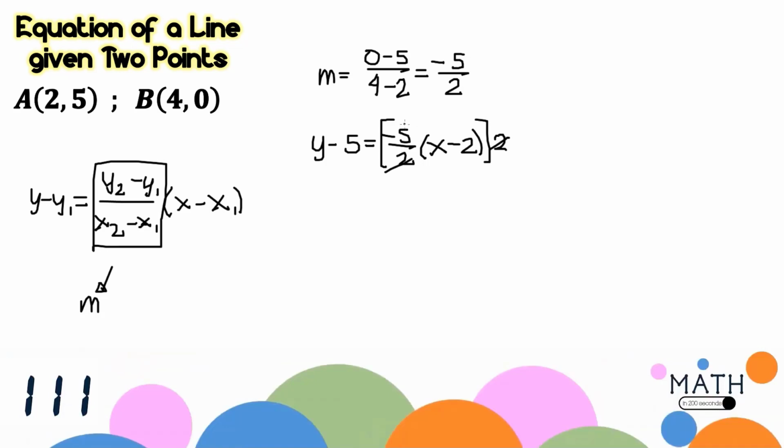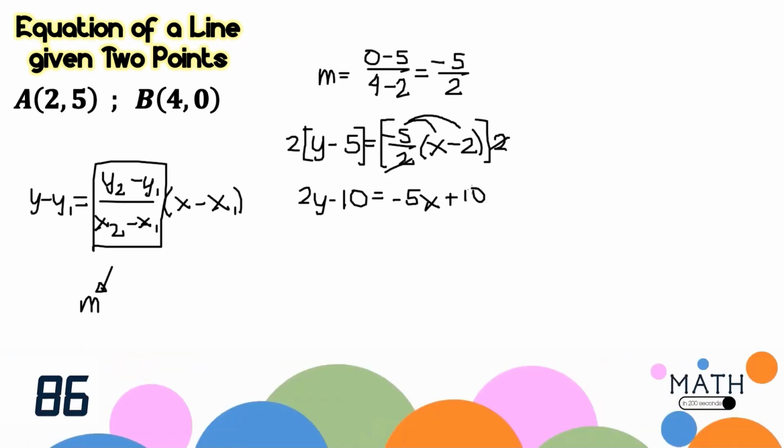From here, you just simply distribute this negative 5 to the entries of your binomial expression. But please do not forget to do the same thing on this side as you also multiply this by 2. In short, you will have 2y minus 10 is equal to, again, using distributive property, negative 5x. Negative 5 times negative 2 is plus 10. Then let's remove all of this and place it on one side.